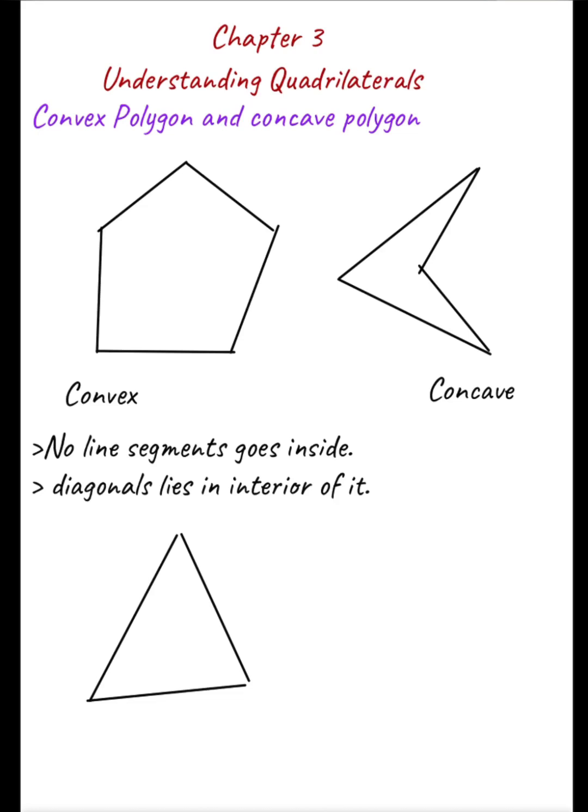So I hope you understood the main difference between a convex polygon and a concave polygon. You should be able to identify whether a polygon is a convex polygon or a concave polygon. And in this chapter we will be dealing mainly with what? With convex polygons alone. So that's all about convex and concave polygons. And now we have to see what you mean by regular and irregular polygons. So let's see it.